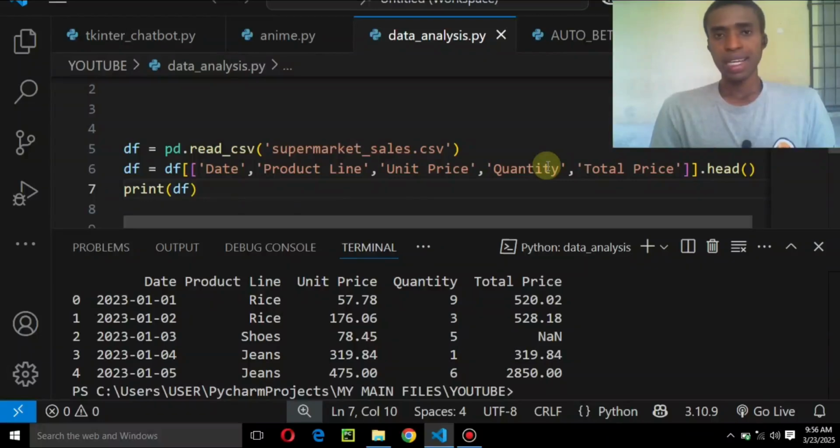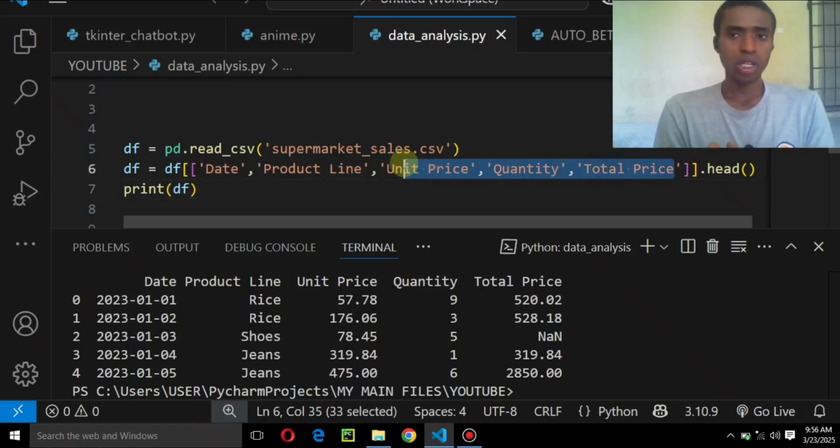In this part of our data analysis using pandas in Python, in our previous video we learned how to select a specific column that we want to work with. In this video, we're going to look at what is called rolling.